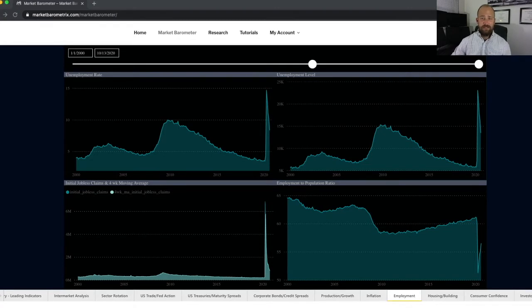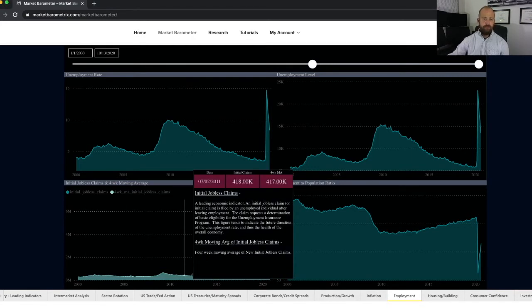So typically an unemployment rate under 5% would be considered full employment. Now, the next chart in the top right here is the unemployment level. This is just going to tell us the total number of unemployed workers and serves the purpose of supporting the unemployment rate chart. Down in the bottom left corner, we have initial jobless claims. Now, an initial jobless claim is filed by an unemployed individual after first leaving employment. So it requests a determination of basic eligibility for the unemployment insurance program. This figure tends to indicate the future direction of the unemployment rate and thus the health of the economy and the likely future course of the stock market.